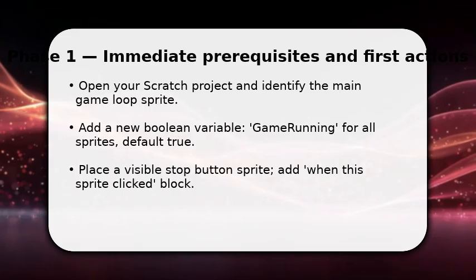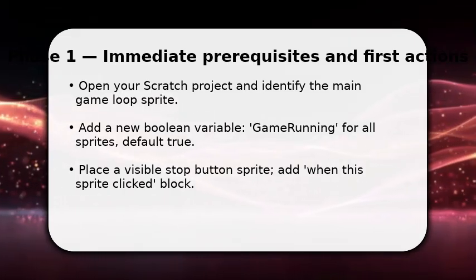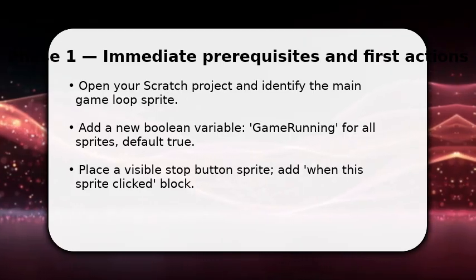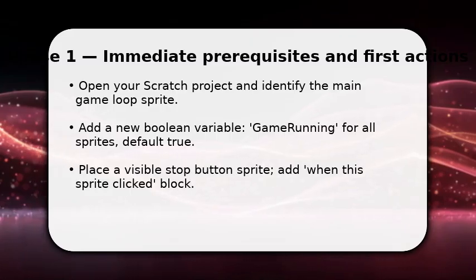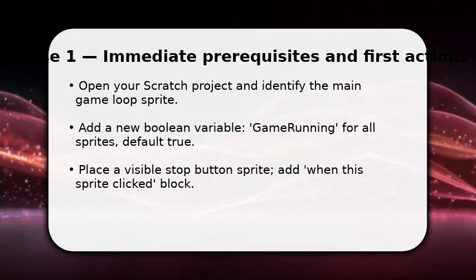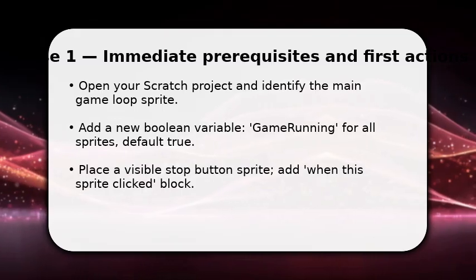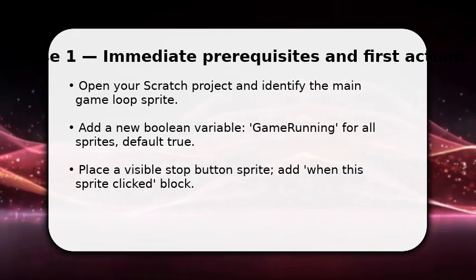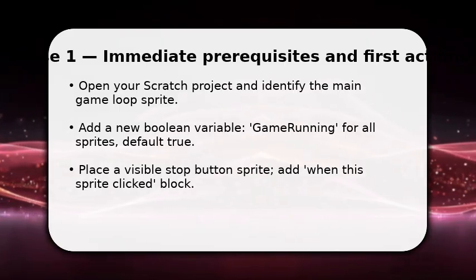You start by making the game stoppable. Add a Boolean variable called GameRunning and set it true at green flag. Once done, attach a when this sprite clicked handler to a stop button sprite so you have a clear, user-controlled trigger. You do this now because changing a single variable is far simpler than editing many scripts. It centralizes control. Make sure the stop button is visible and labeled, and confirm for all sprites so every script can read that one flag.